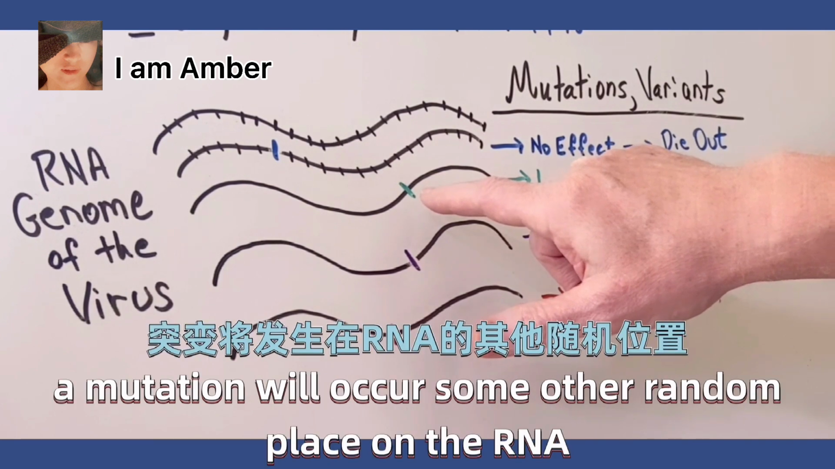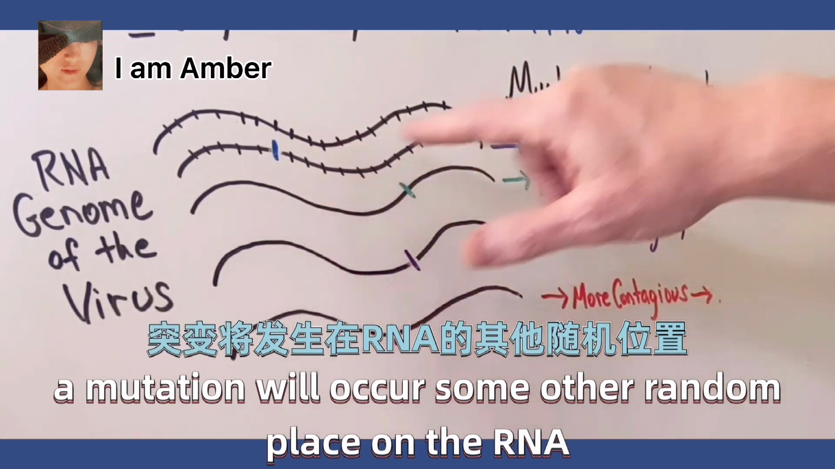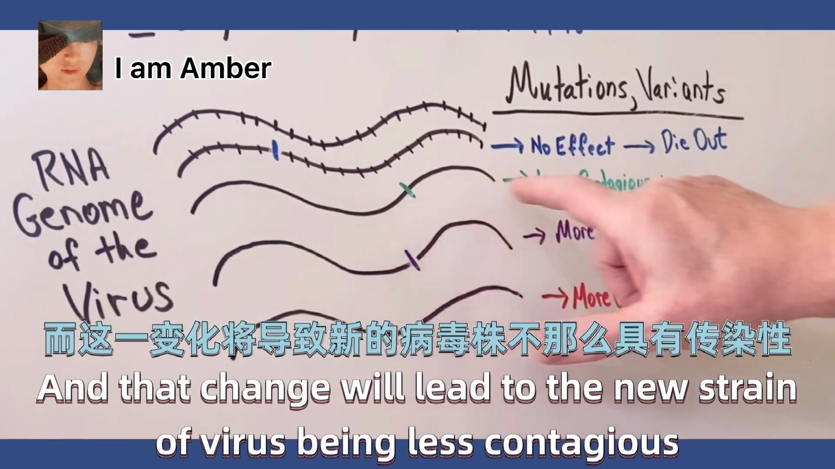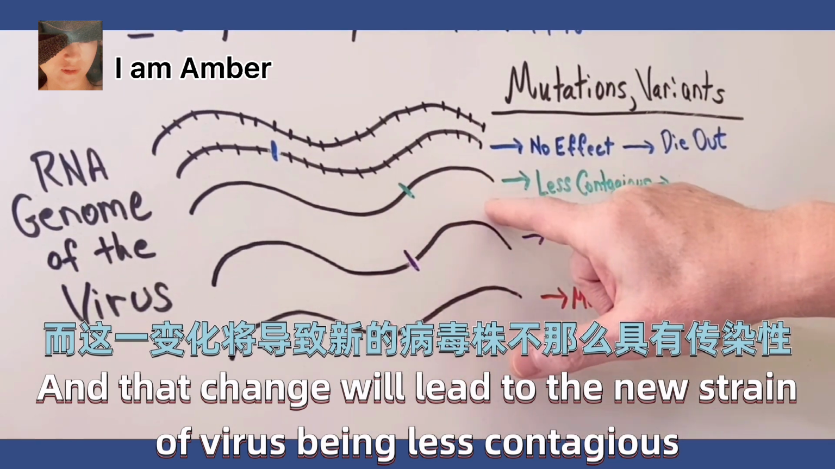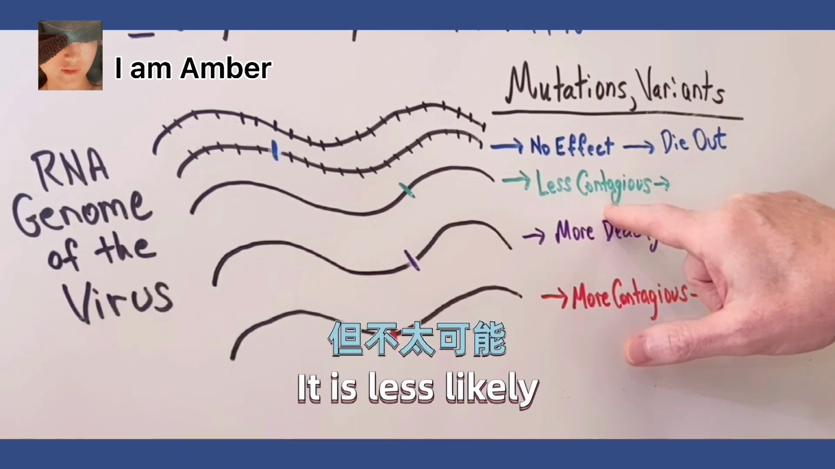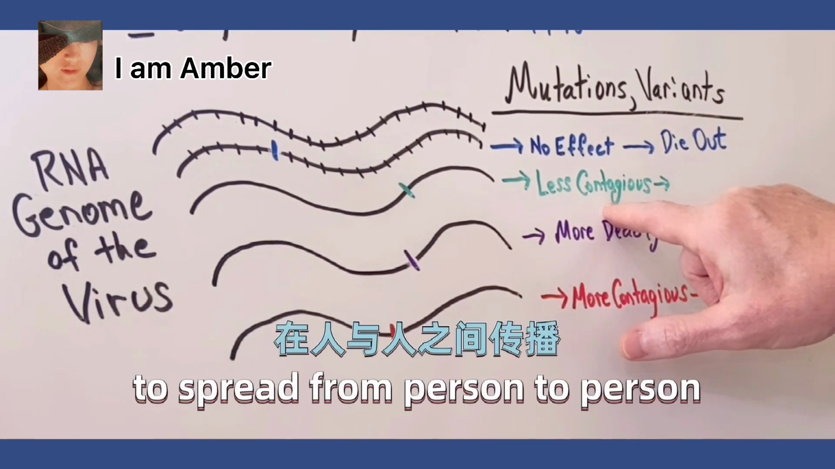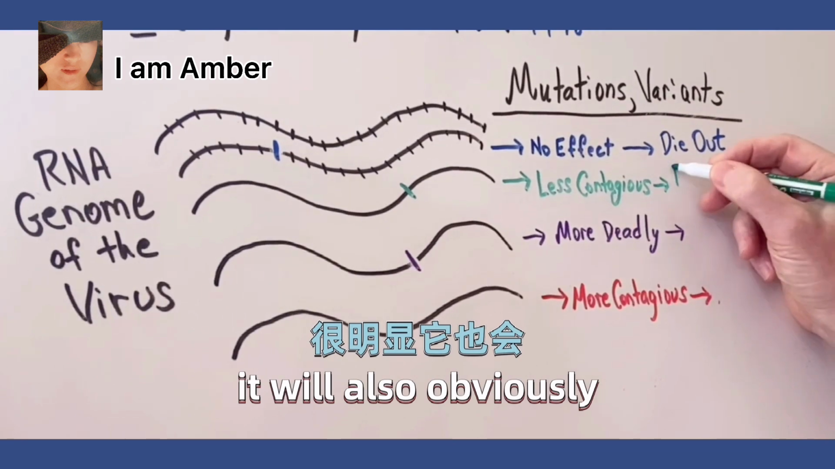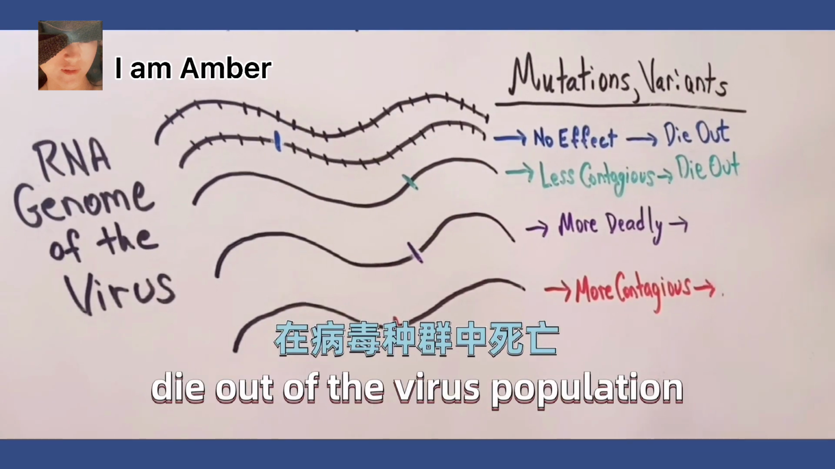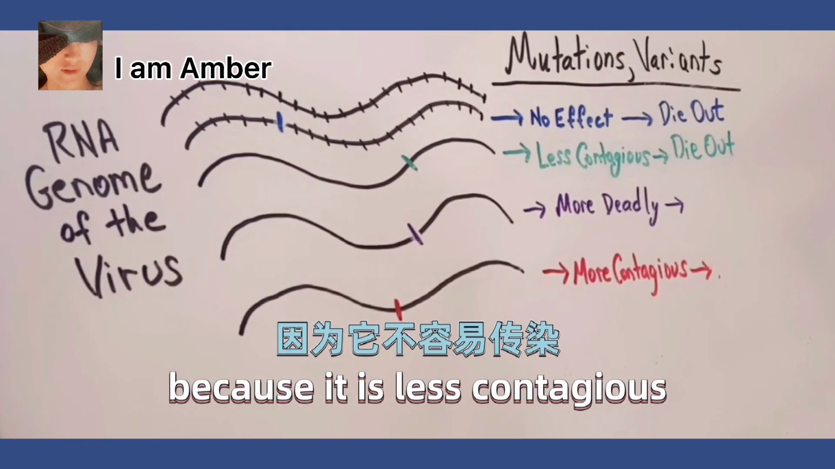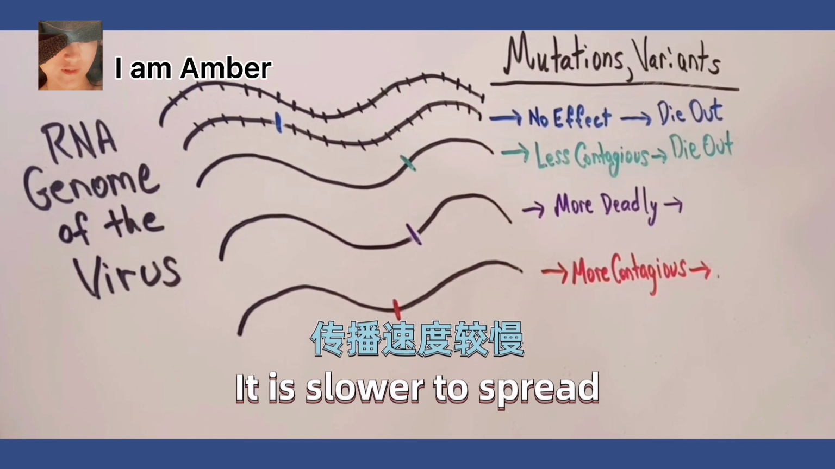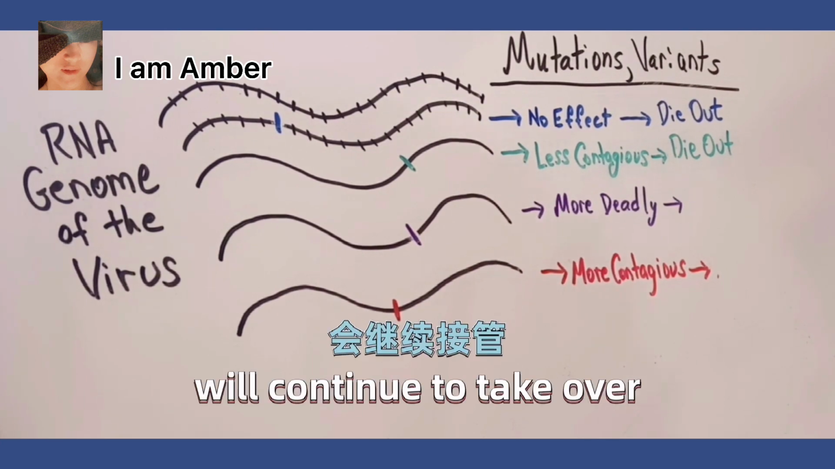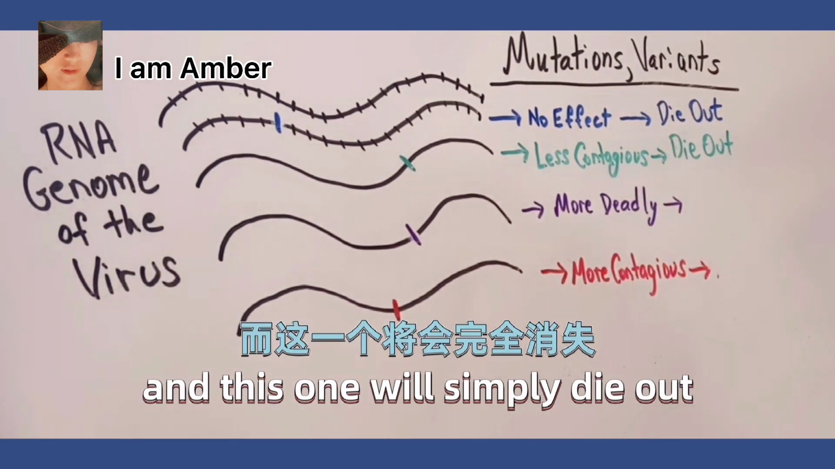Every once in a while, a mutation will occur some other random place on the RNA when the virus is trying to duplicate, and that change will lead to the new strain of virus being less contagious. It is less likely to spread from person to person. Now, if it is less contagious, it will also obviously die out of the virus population. Because it is less contagious, it is slower to spread, and so the previous other strains will continue to take over, and this one will simply die out.